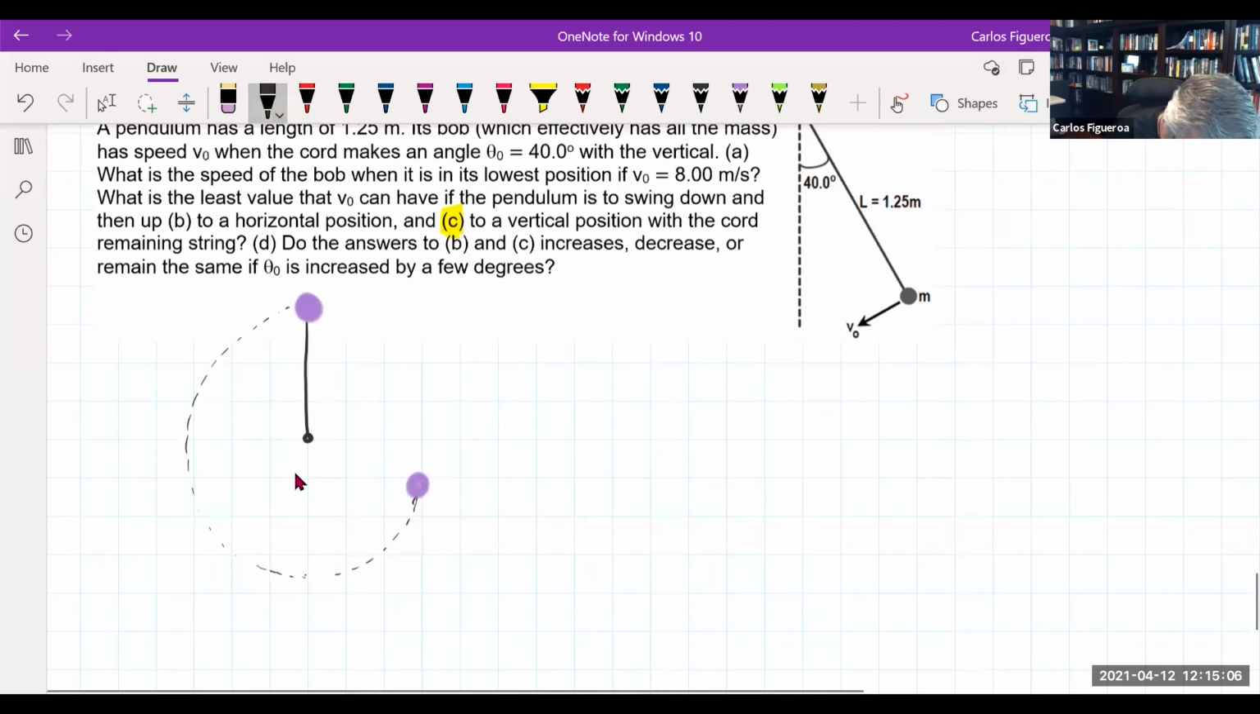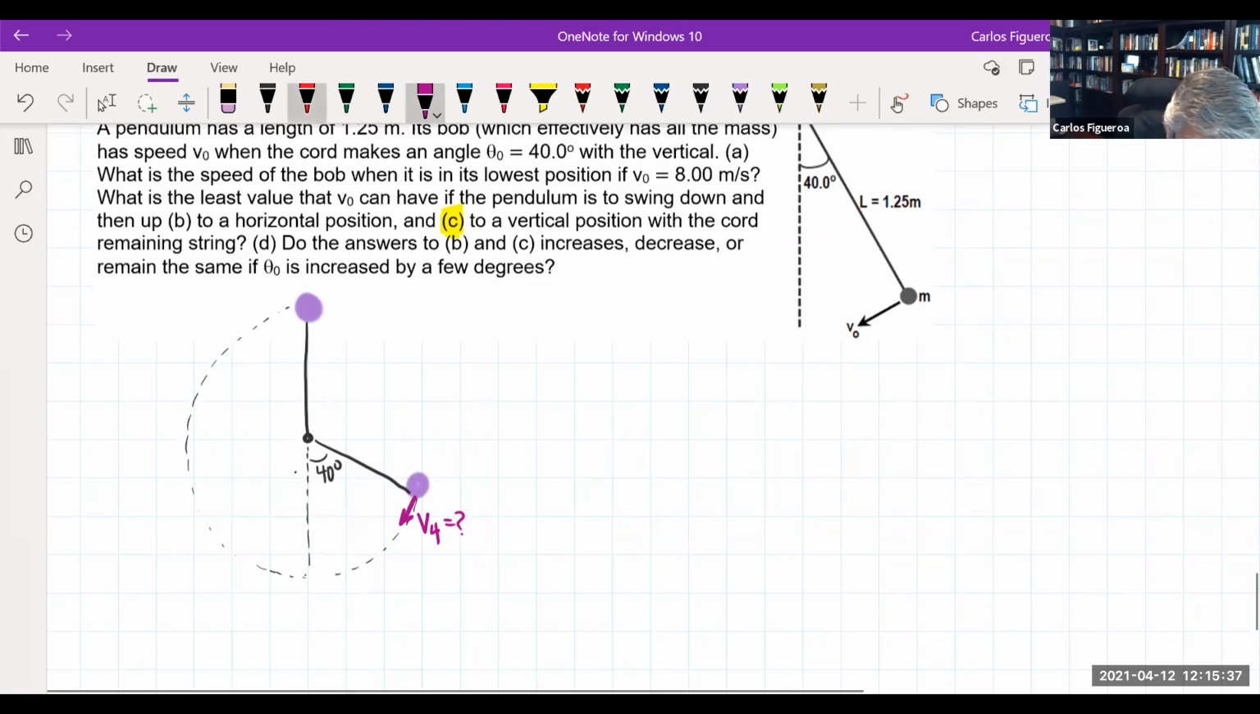So what do we know about this location? Well, we know that this guy here has an angle of 40 degrees. And what we're going to do here is that we're going to come in here and we're going to add some speed. We're going to call that V4. We want to know how fast do we have to push this ball in order that it gets all the way up to this point here.